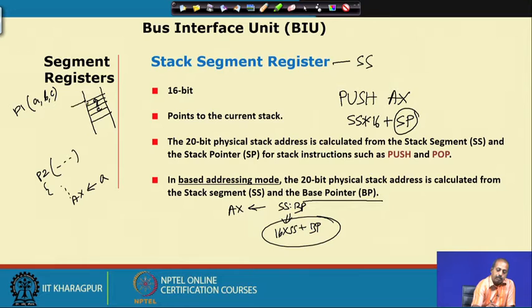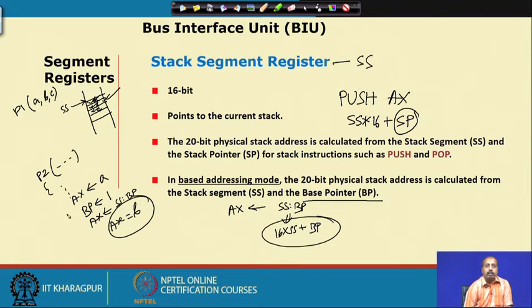Now, if the stack segment register SS points to the top of this, then SS colon 0 is A, SS colon 1 is B, SS colon 2 is C, etc. So, you can initialize this BP, the base pointer, to say 1, and then you can say AX gets SS colon BP. So, what will happen? SS colon 1 means it will be accessing this B. As a result, AX will be getting the value B.